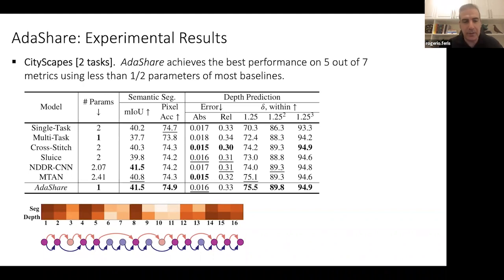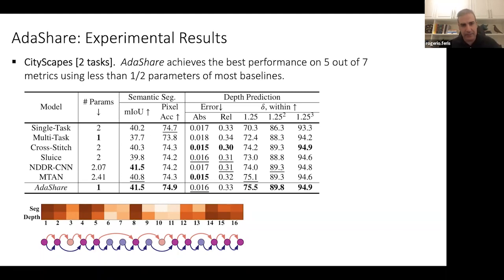And then we have several other state-of-the-art methods based on soft parameter sharing, like Cross-Stitch networks, Sluice, NDDR, and MTAN. And AdaShare achieves the best performance across these methods on 5 out of 7 metrics using less than half of the parameters of most baselines.